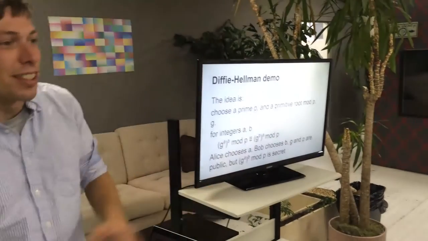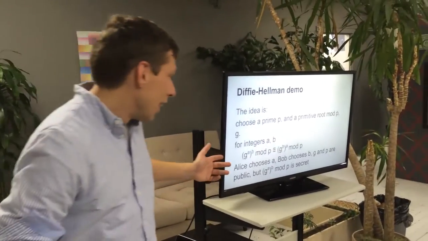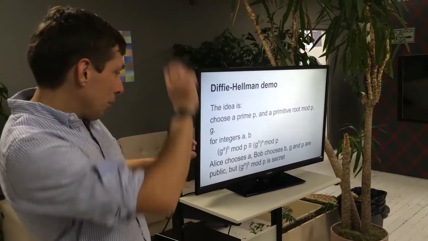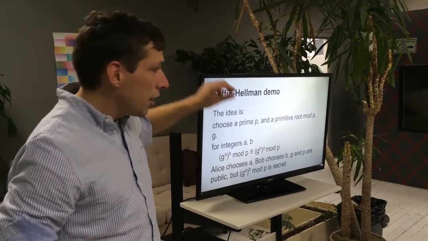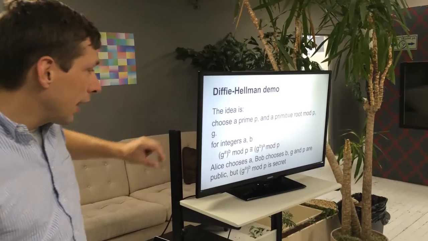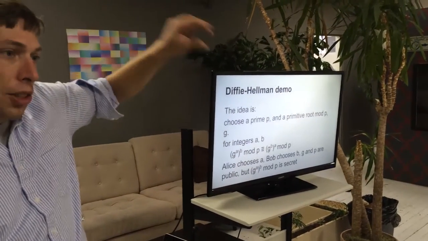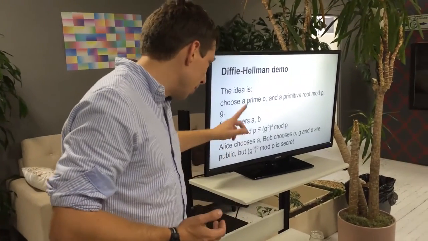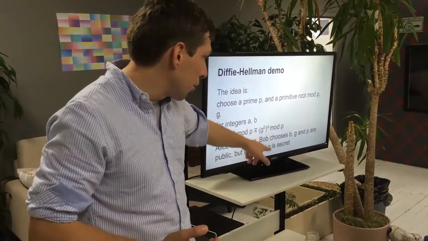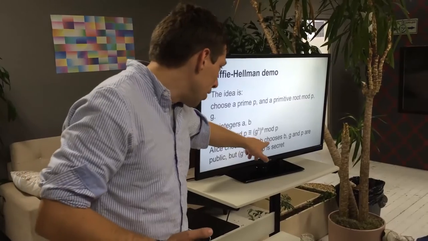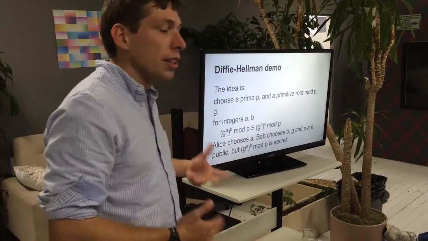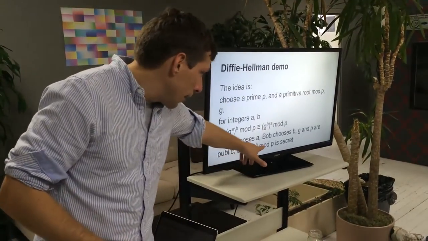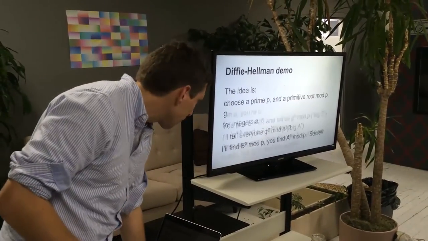There are ways to calculate these primitive roots. The idea is, for integers A and B, G to the A to the B is the same as G to the B to the A, modulo that prime. That's just a property of exponentiation. So Alice chooses A, Bob chooses B. G and P are predetermined, numbers we standardize. But G to the A to the B mod P is the secret.